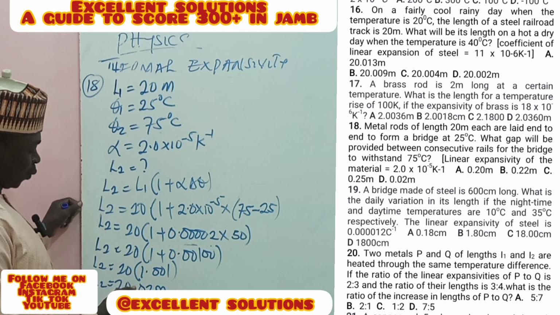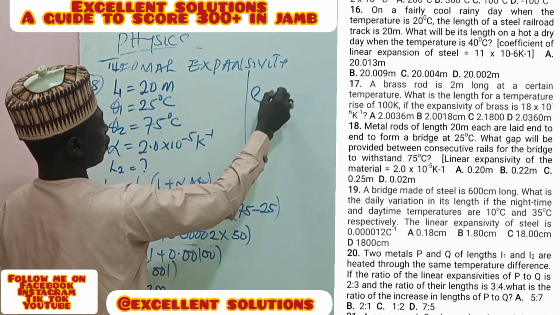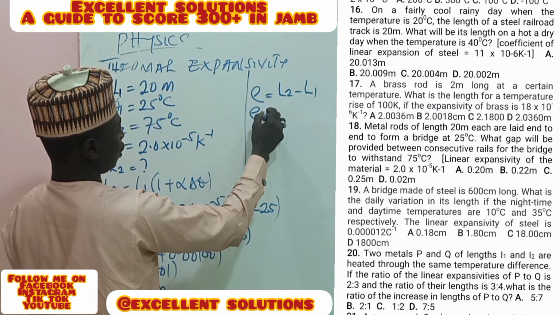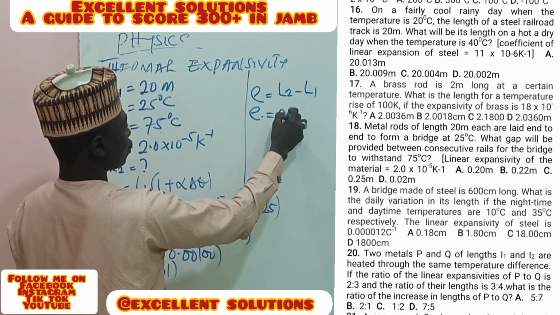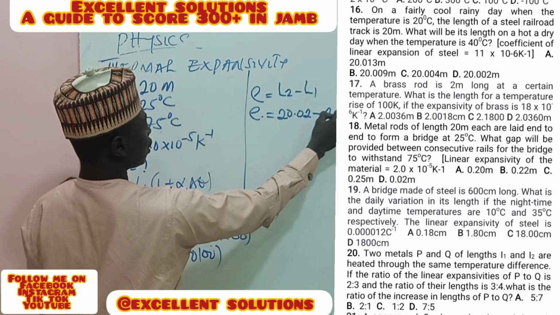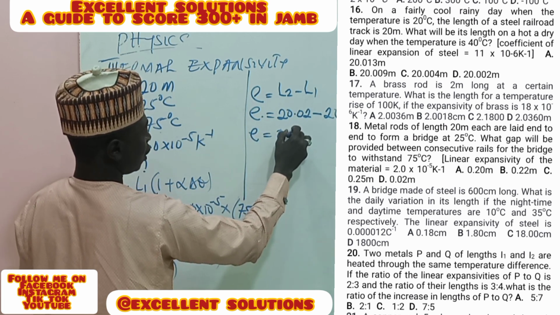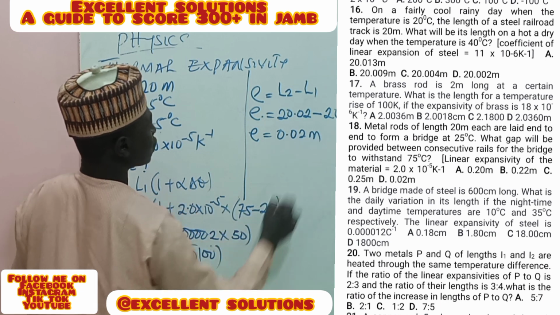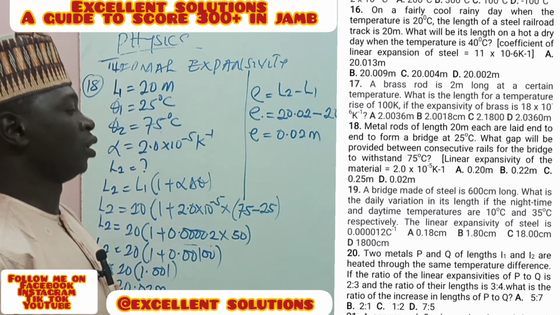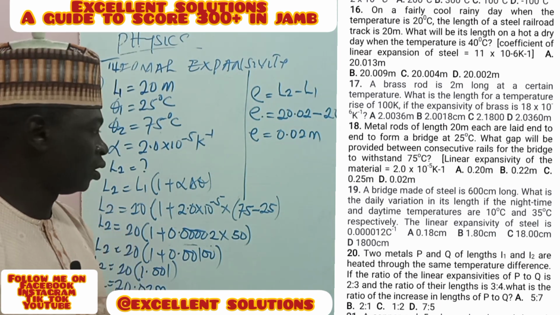So recall that expansion E equals L2 minus L1. We now have E equals our L2, 20.02, minus L1, which is 20. We now have expansion equals 0.02 meters. And if we look at our options, in option D, we have 0.02 meters. The answer is option D.